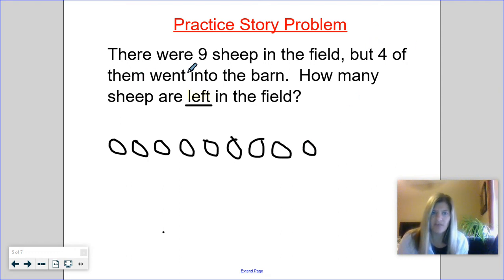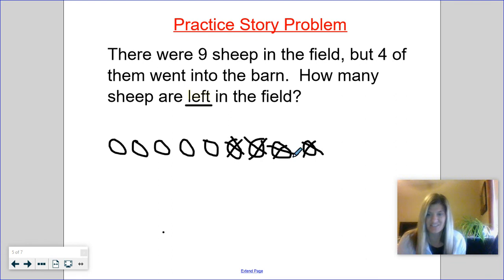But 4 of them went into the barn. How many am I going to cross out? You're right. I'm going to cross out 4 of them. 1, 2, 3, 4. 4 of them are gone. They went back into the barn. Now I have to write my equation.